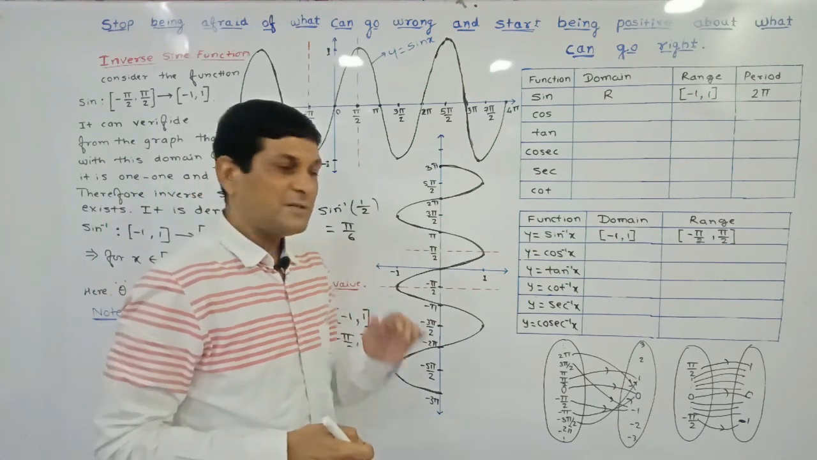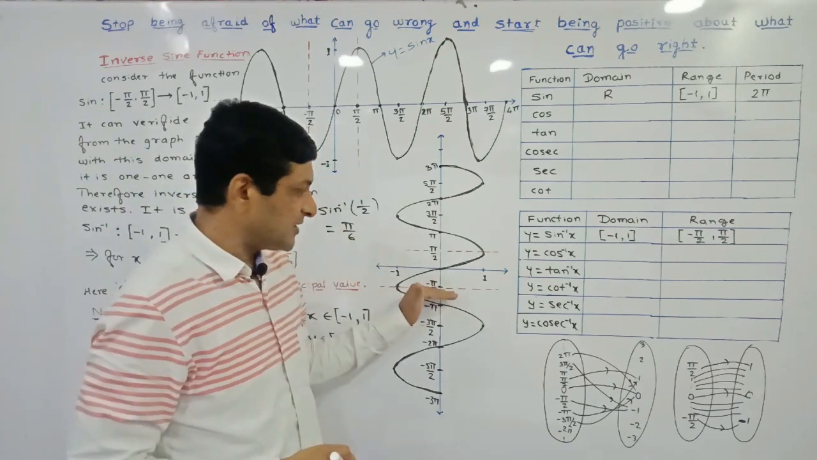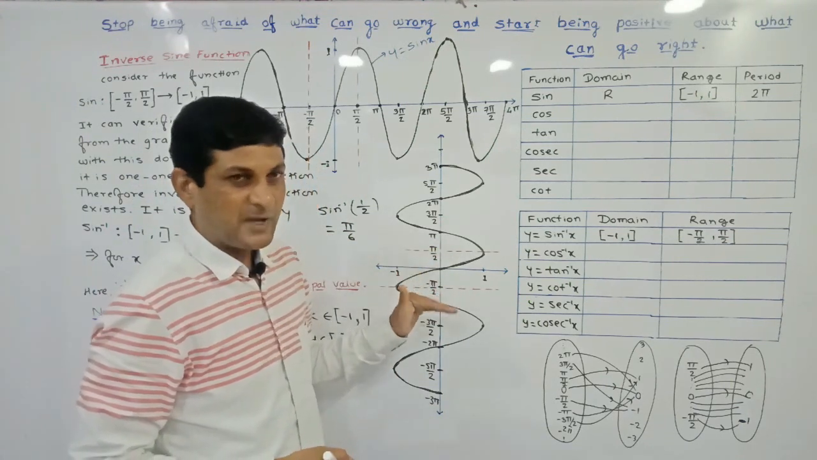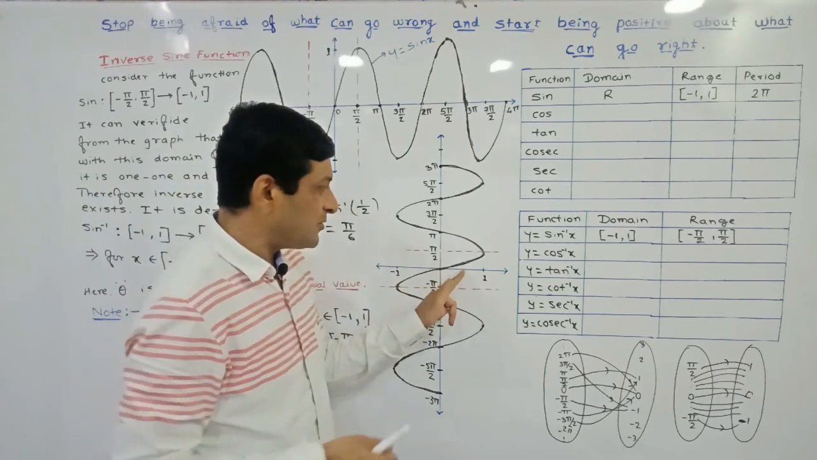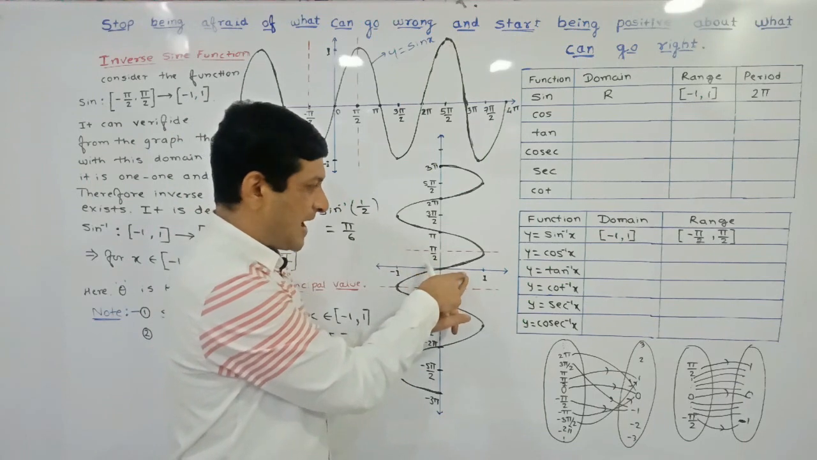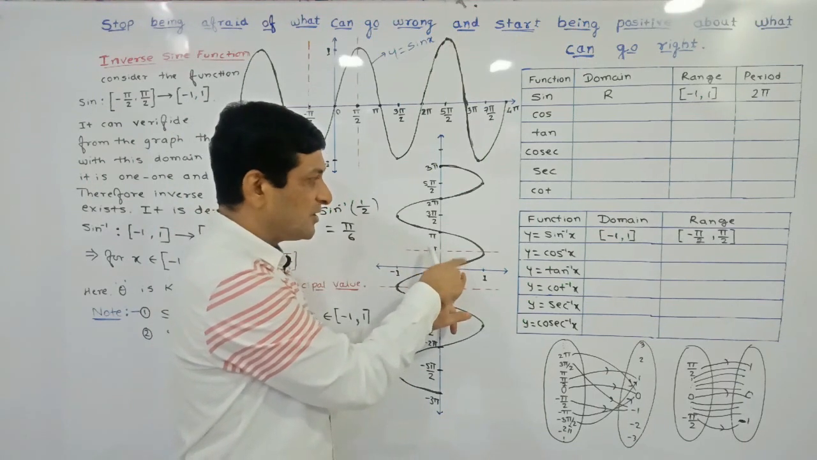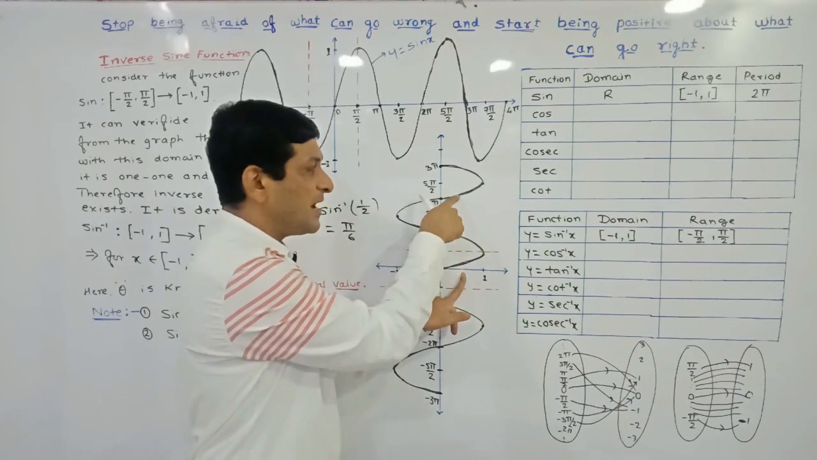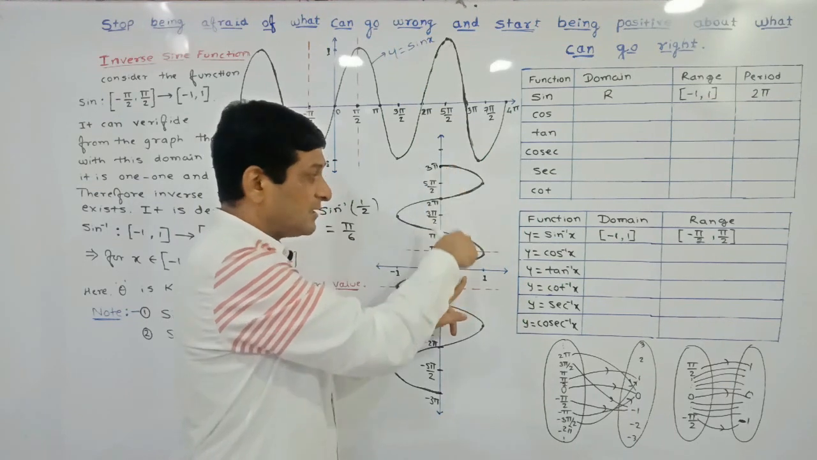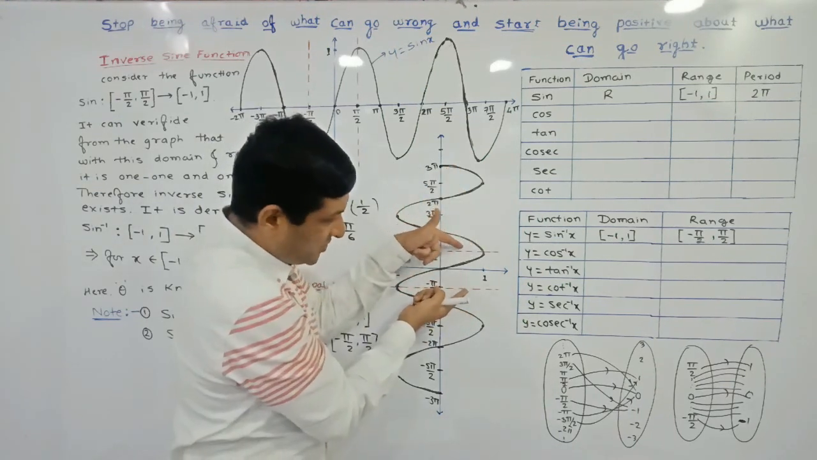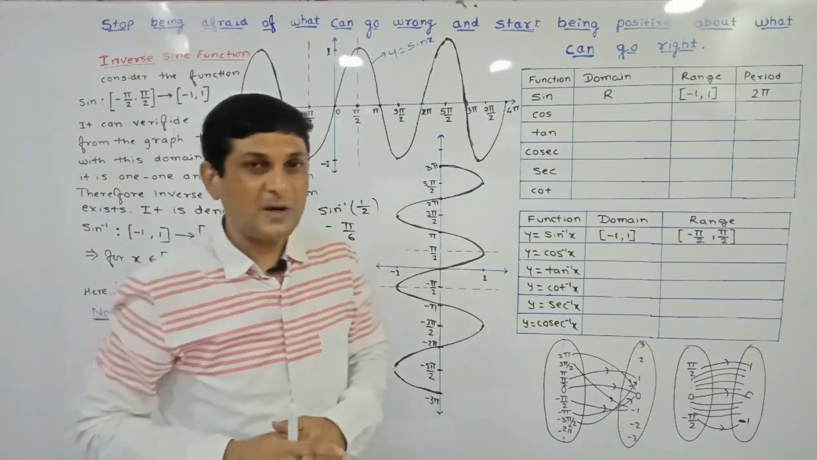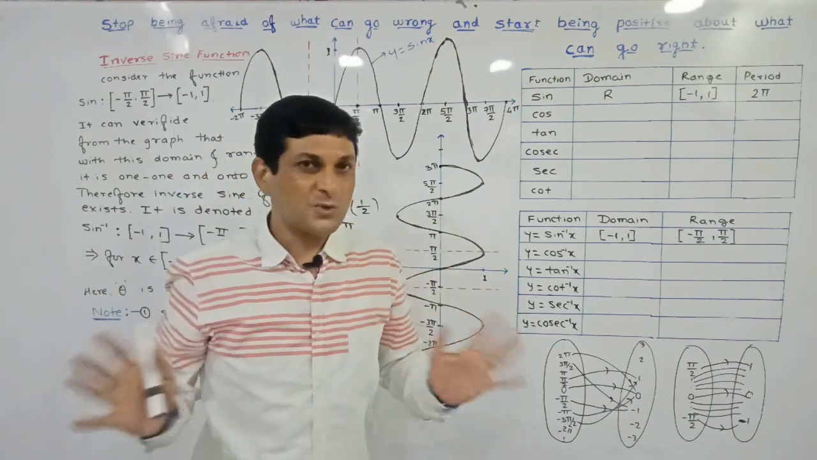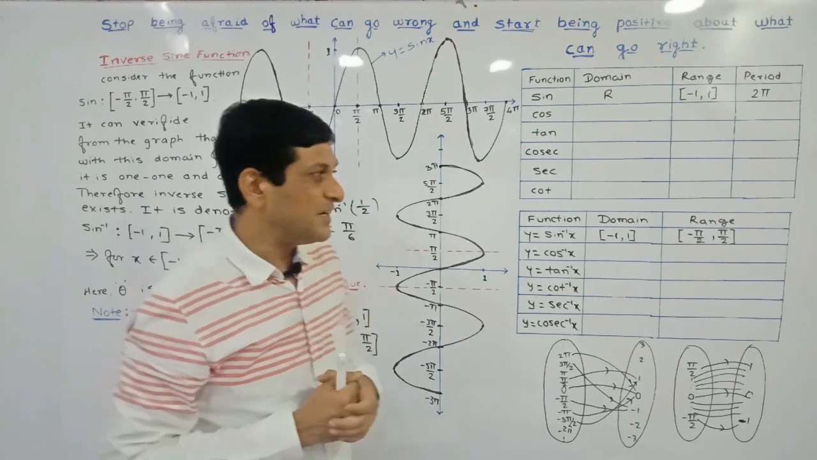Principal value means the value lies in between minus pi by 2 to plus pi by 2 and satisfies the given inverse trigonometric function. Now this plus 1 by 2 will come here, so here also we get a solution, here also we get a solution, here also we get a solution. But we are considering only the values in between what? Minus pi by 2 to plus pi by 2, and only then they are called what? Principal values.